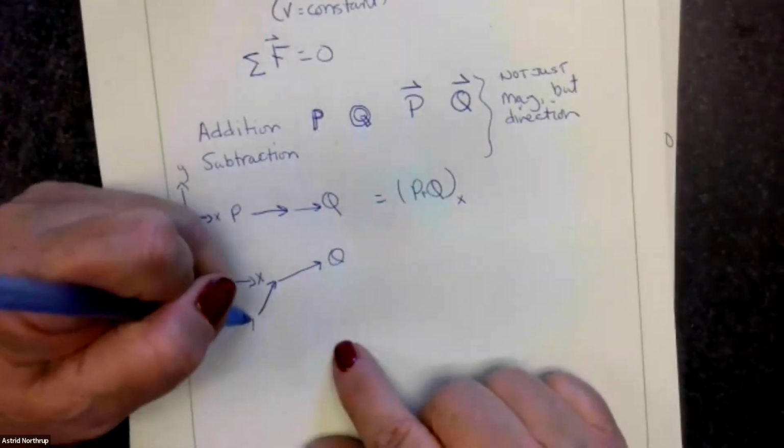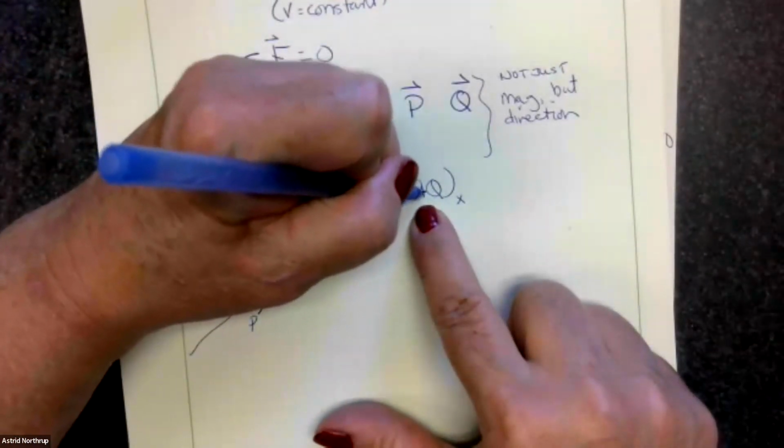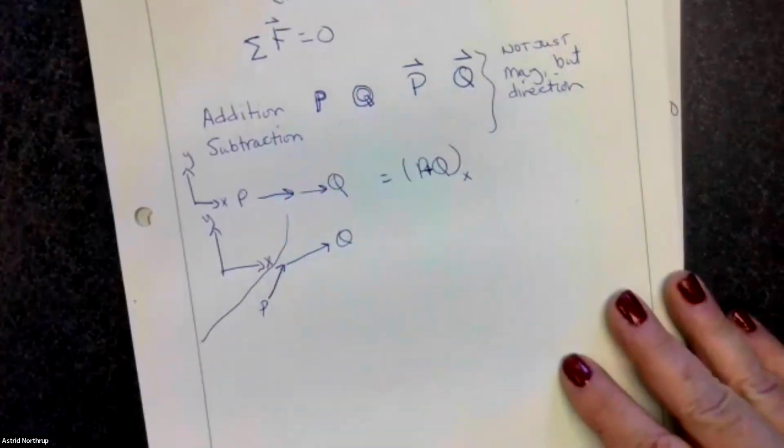Now, in your textbook, sorry, what? Oh, it's a plus sign. That's just my bad handwriting.